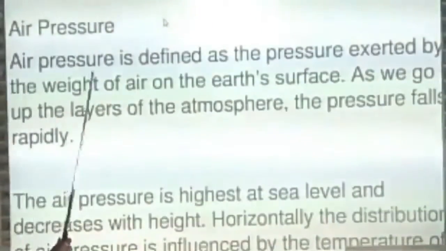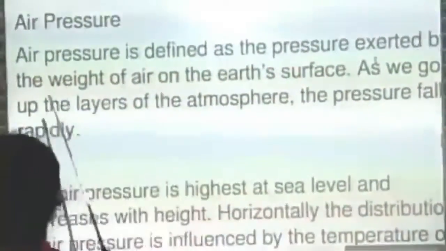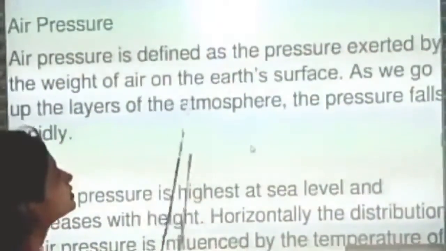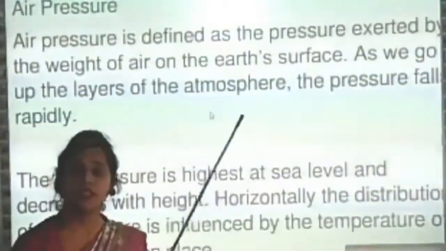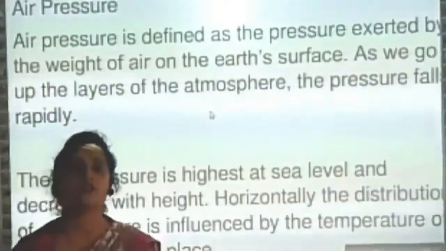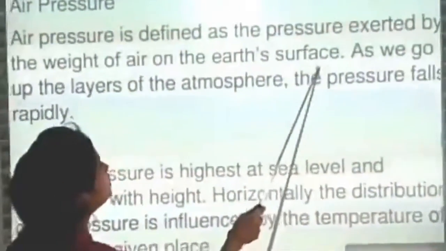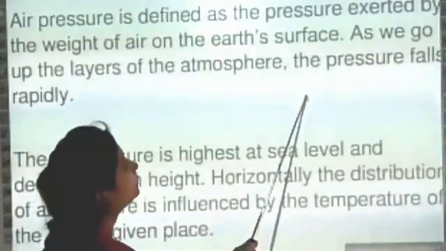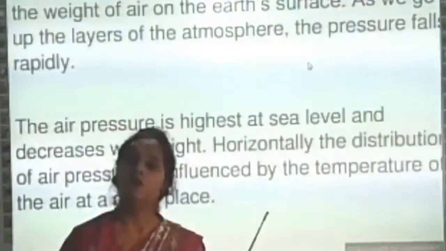Air pressure. Air pressure is defined as the pressure exerted by the weight of the air on the Earth's surface. The air that is on the Earth's surface exerts pressure, which is known as air pressure. As we go up through the layers of the atmosphere, the pressure falls rapidly. The pressure of the air falls down.